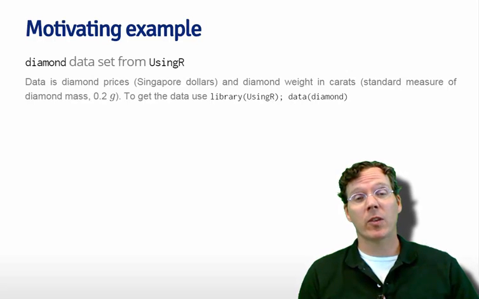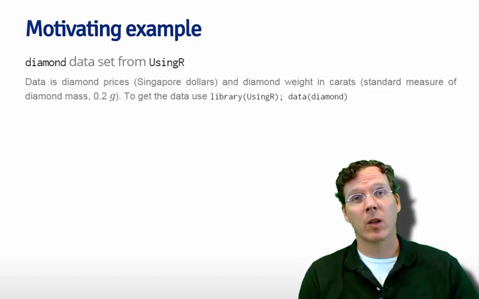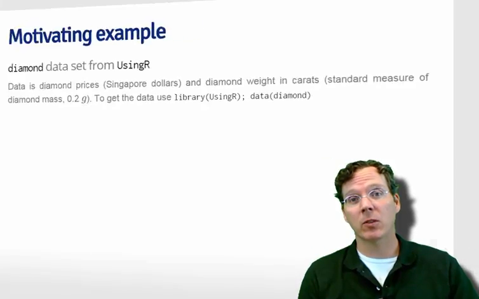Remember, in this data set, the diamonds were priced in Singapore dollars, and the explanatory variable is the weight of the diamond in carats. We'd like to talk about how we can explain variation in diamond prices using their mass.